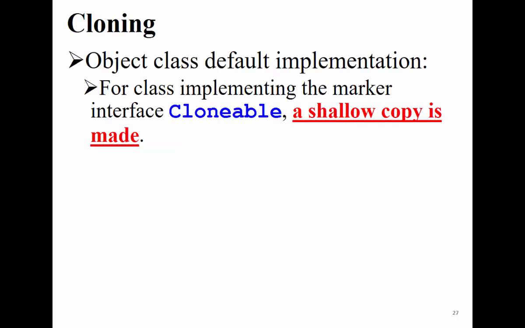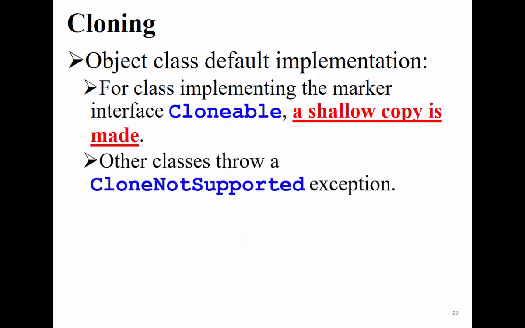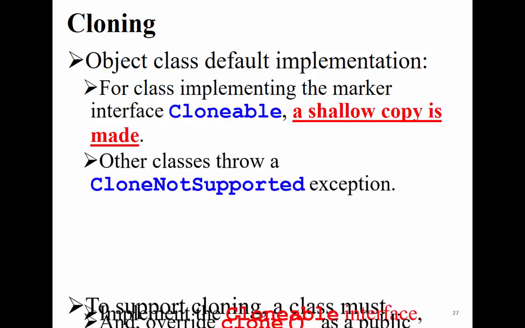Now, to be able to implement the clone, if we simply ask for a default implementation, we're going to have the shallow copy implementation. So the default implementation that we get from Java is the shallow copy implementation. But sometimes this is not enough. We have to do the deep copy. So that's why we have to revisit the clone and provide our own implementation for this.